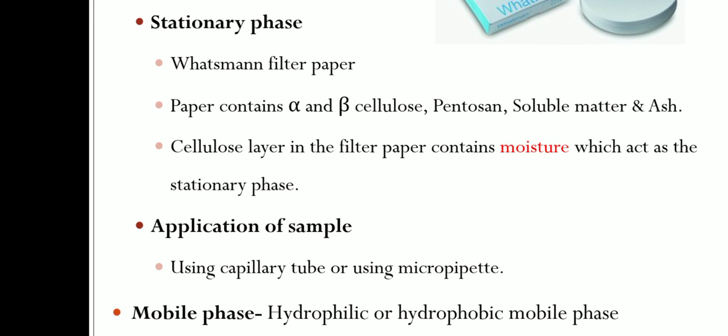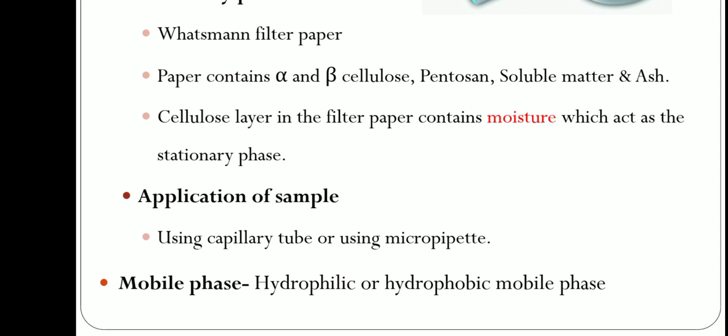Then the sample is applied as a thin spot over the paper either by using a capillary tube or by using a micropipette. Usually in our labs, our purpose is only qualitative separation. In such cases, capillary tubes can be preferred. If the purpose is quantitative analysis, how much quantity of amino acid is present in the solution, that can be determined by using a micropipette. So for quantitative purposes, we can prefer micropipettes, or by using a capillary tube also we can carry out this process.